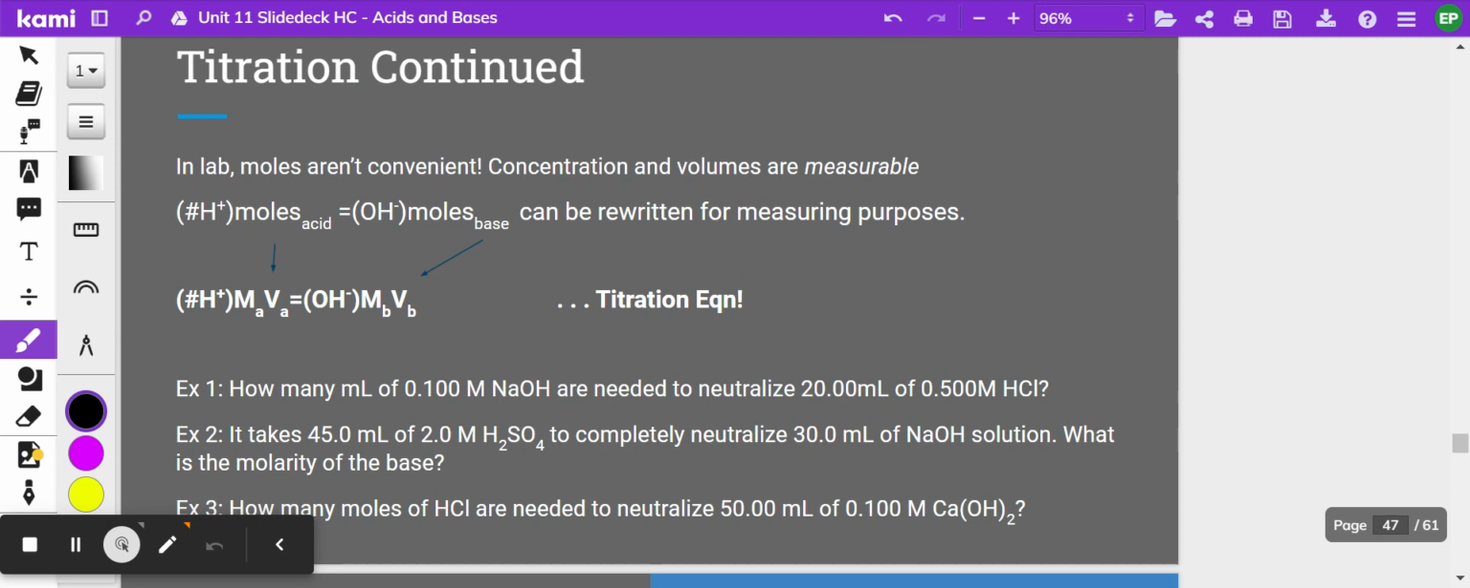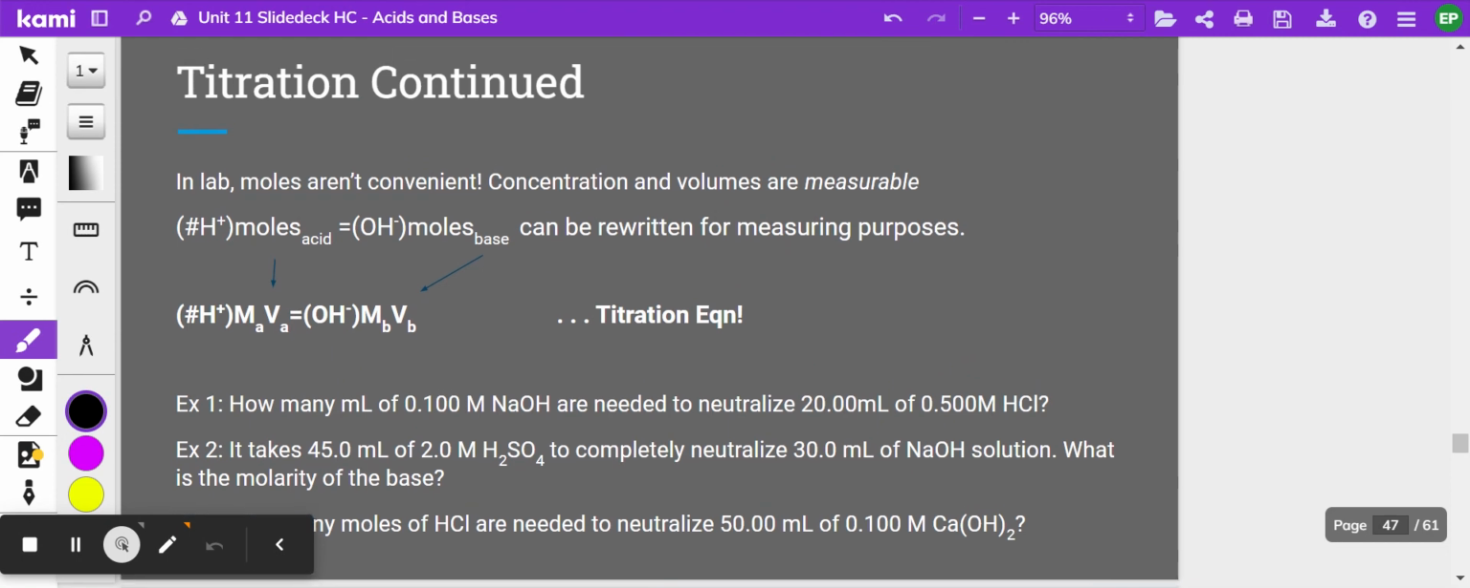So instead, we modify the equation to make it useful for lab purposes, or to make it useful for titrations. And so to do that, we need to understand that molarity is equal to the moles, I'm going to represent moles with an n, divided by the moles of solute divided by the volume of solution.